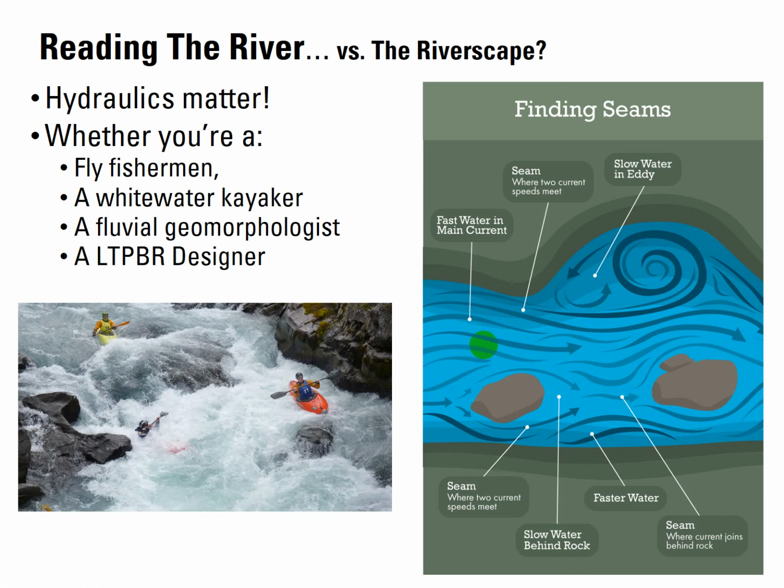They matter whether or not you're a fly fisherman, whether or not you're a whitewater kayaker, a fluvial geomorphologist, or an LTPBR designer, okay? This is not out of any sort of design manual or out of any sort of hydraulics text. This is basically a guidebook for boaters. So it's telling them, okay, flow's coming in this way, look for the seam. This seam where two current speeds meet. Look for this slow water behind the wall. Look for this faster water. Look for this slow water in an eddy, okay?